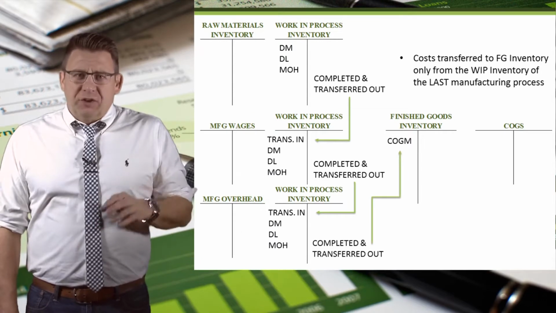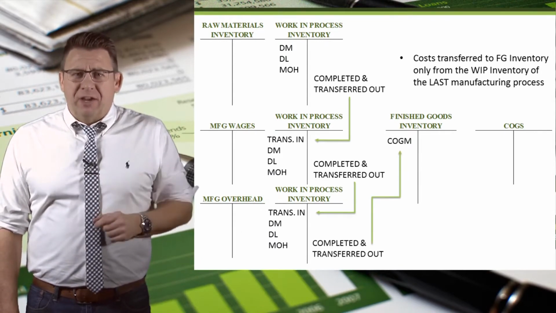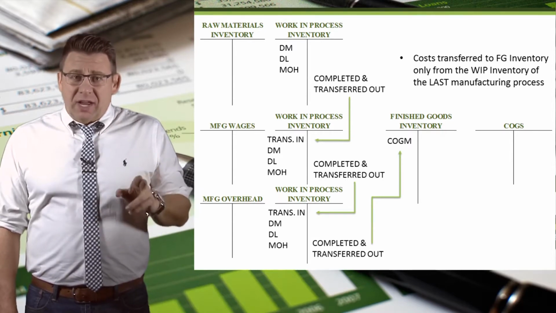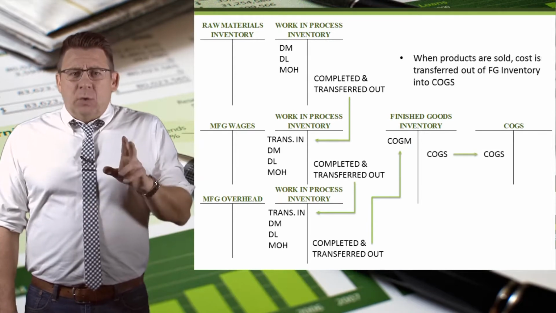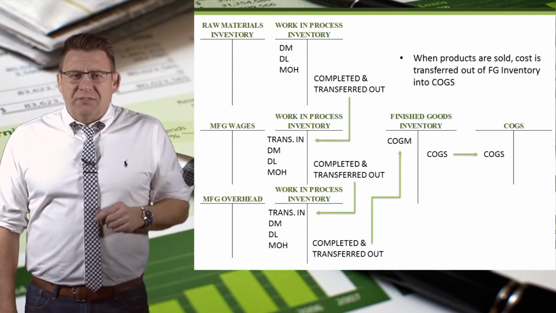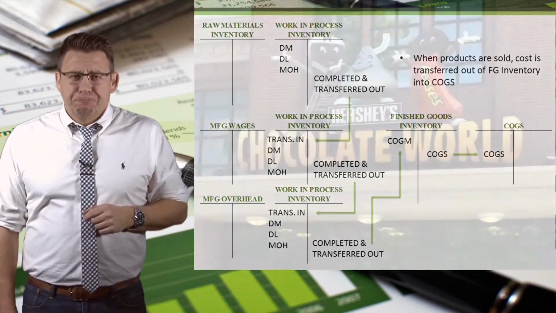Costs are transferred to finished goods inventory only from the WIP inventory of the final manufacturing process. This cost is known as the cost of goods manufactured. Finally, when products are sold, costs are transferred out of finished goods inventory and into costs of goods sold.